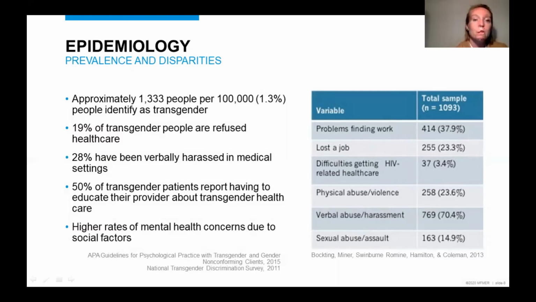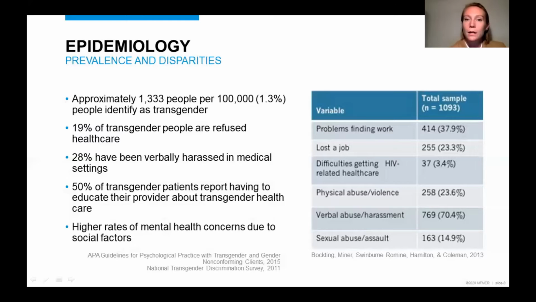50% of transgender patients report having to educate their provider about transgender healthcare. And there are higher rates of mental health concerns. It's been found that rates of mental health concerns are largely due to social factors. As I talked about, in that 6 to 12-year-old age range, children who are supported in their environments really do well and have rates of anxiety, depression and suicidality that are comparable to cisgender kids. But in environments that are not supportive, that's when we really see rates of mental health concerns rise.